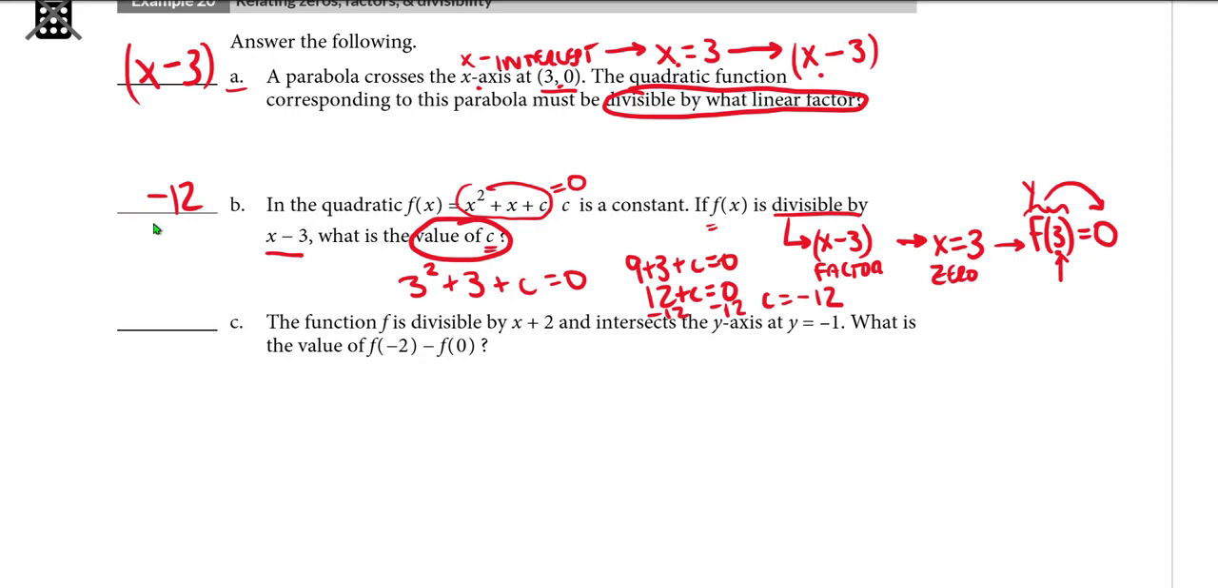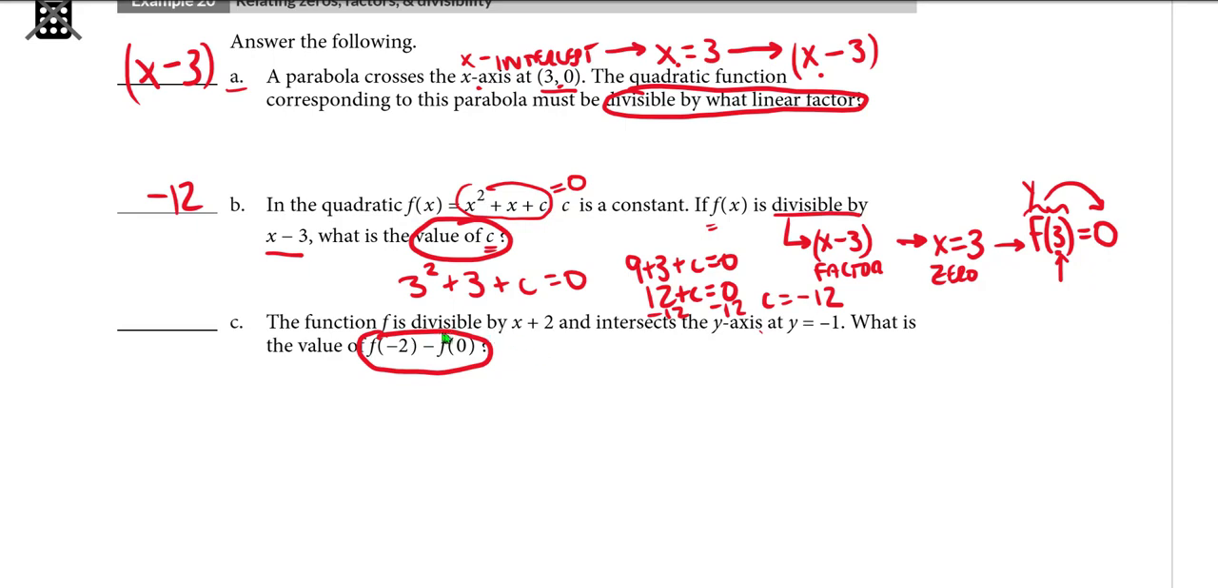c equals negative 12. In 20c, example 20c, we have the function f is divisible by x plus 2 and intersects the y-axis at y equals negative 1. What is the value of f of negative 2 minus f of 0? Okay, so we need the value of f of negative 2 minus f of 0.